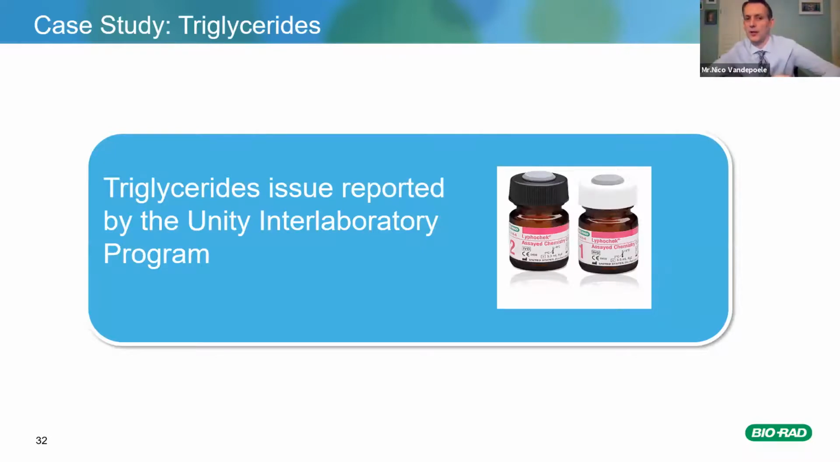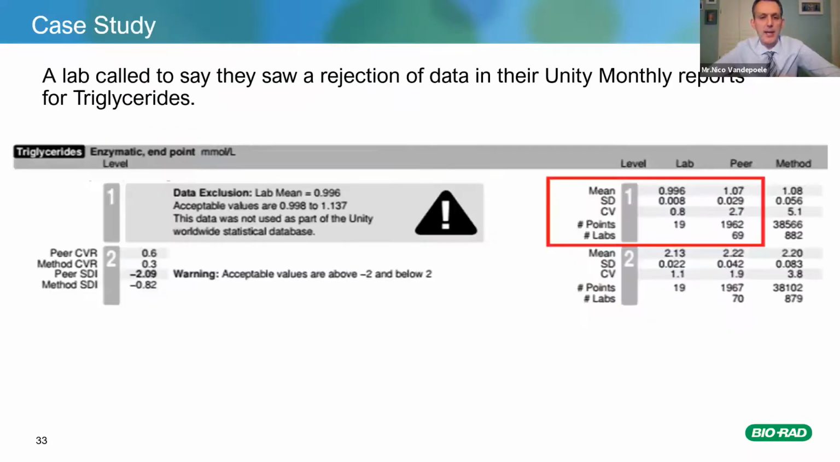This was a triglyceride issue reported to the Unity program by a lab. What happened is the lab called us and said, well, I'm getting a rejection today, and I've never had that. Previous months, I was always fine. So what you can see here is if your result is too different from a peer group, you're going to be rejected because the peer group is statistically protected. Because if we would allow all the results to be accepted, that peer group value is going to go down.